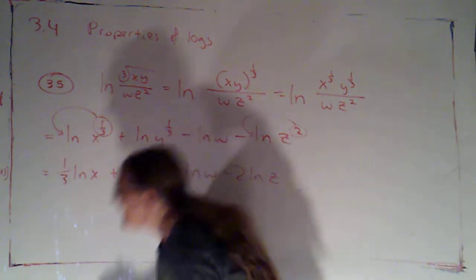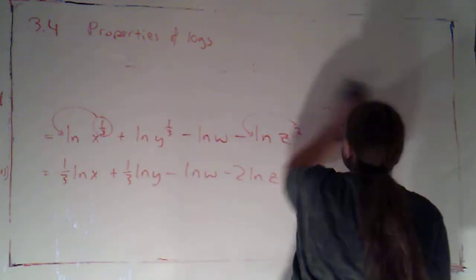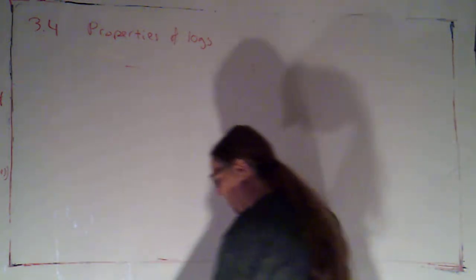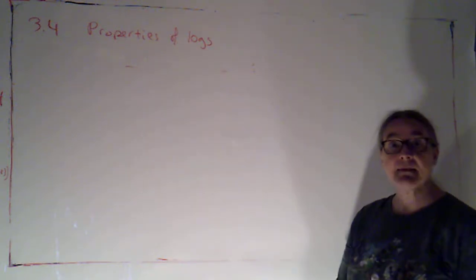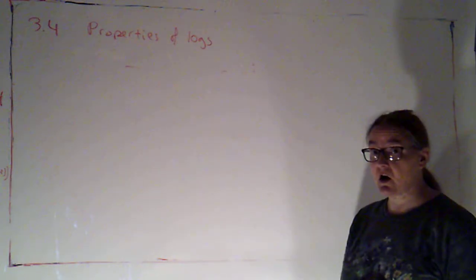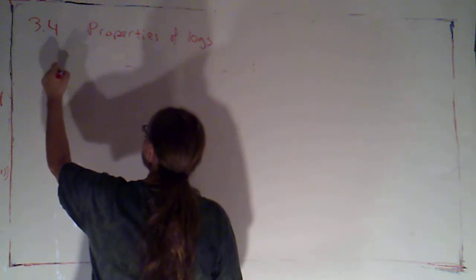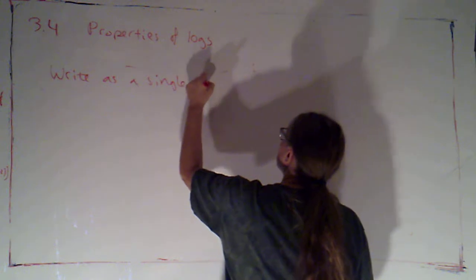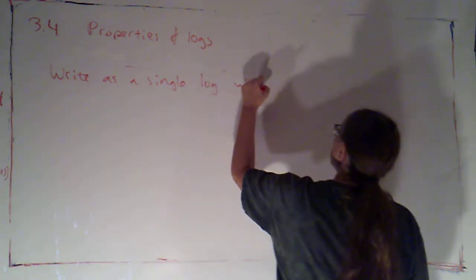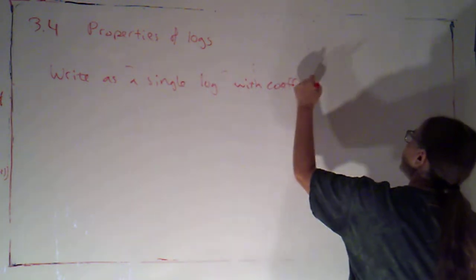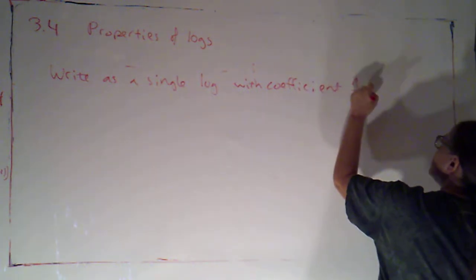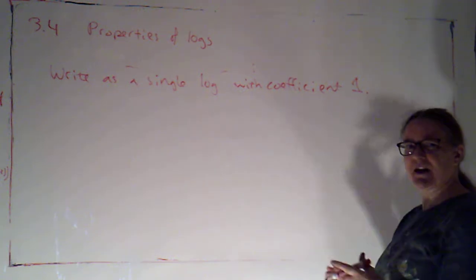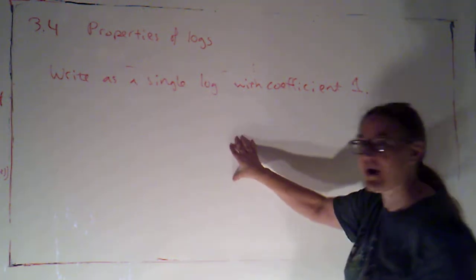All right. So now I want to try going in the other direction. If I have a sum and difference of a bunch of logs, can I combine them to get just a single log with coefficient 1? So write as a single log with coefficient 1. And I mentioned the last time we saw these directions that the coefficient 1 requirement was going to become clear once we had this next rule, which was our power rule.